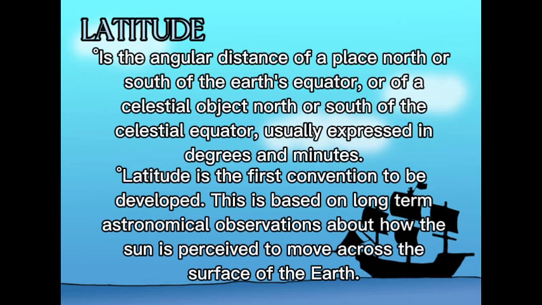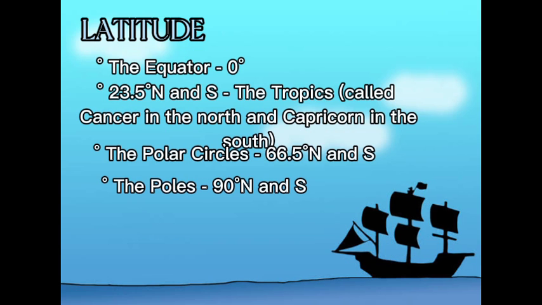Usually expressed in degrees and minutes, latitude is the first convention to be developed. This is based on long-term astronomical observation of how the sun is perceived to move across the surface of the Earth. In latitude, the equator is 0 degrees. 23.5 degrees north and south are the tropics of Cancer in the north and Capricorn in the south. The polar circles are at 66.5 degrees north and south. The poles are at 90 degrees north and south.